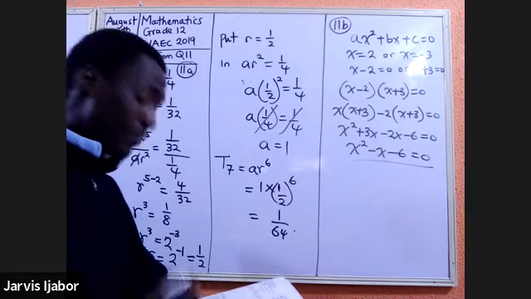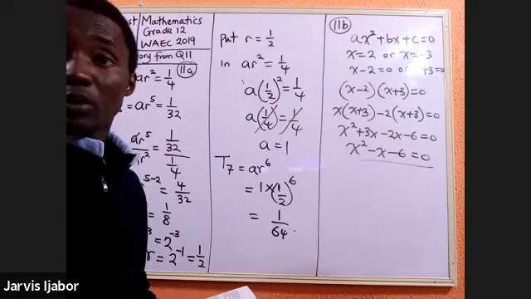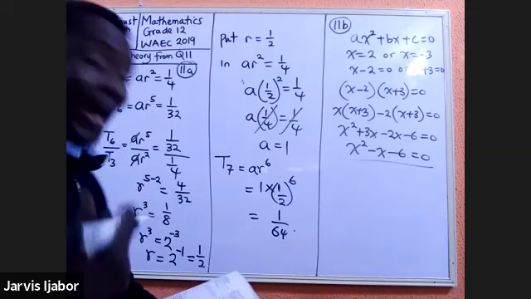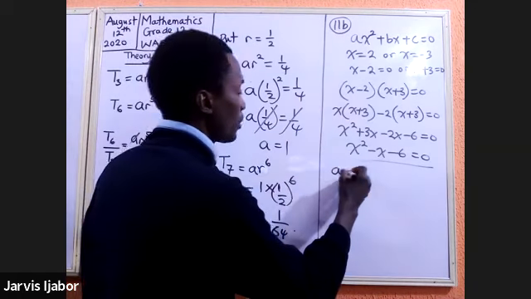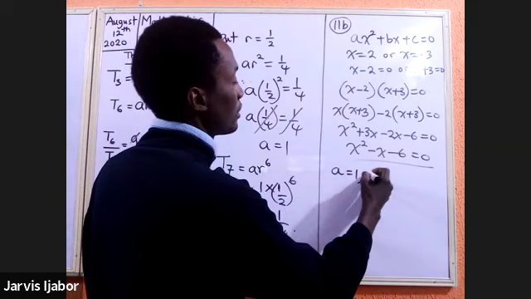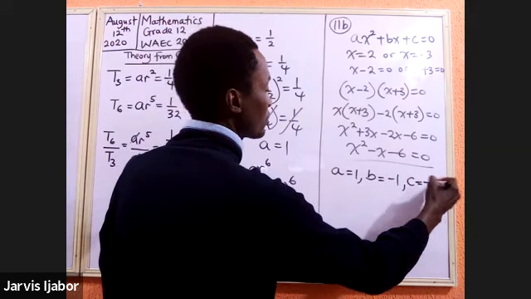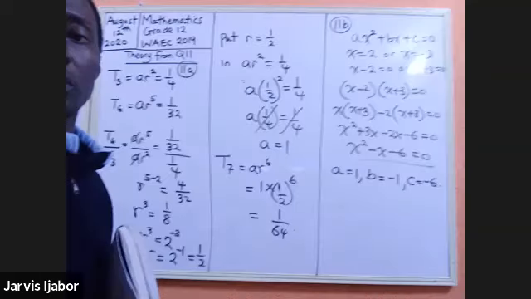There's also another method in your book. You can use that method, no problem, but I wouldn't use that method. It's not like I don't know it, but I wouldn't use it. So from this, A will be equal to 1, B will be equal to minus 1, and C will be equal to minus 6.